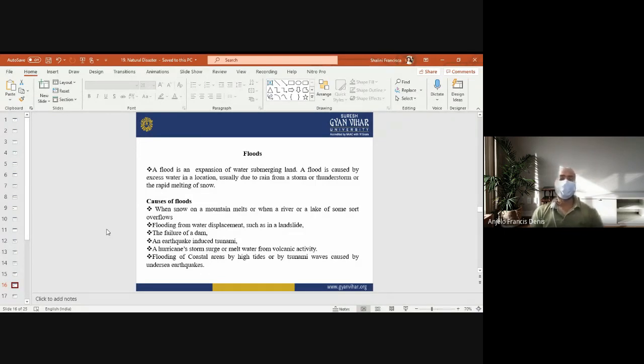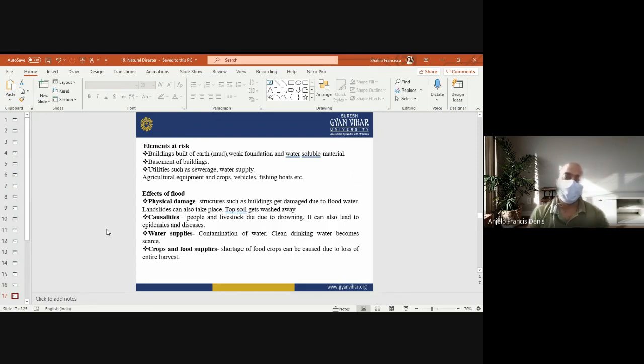A few more activities can also cause a flood-like situation. So, what are the causes of flood? When snow on a mountain melts, or when a river or a lake overflows. Flooding from water displaced, such as in a landslide, the failure of any dam, an earthquake-induced tsunami, a hurricane, storm surge, or melt water from volcanic activities, flooding of coastal areas by high tides or by tsunami waves caused by undersea earthquakes. These can be the major causes of floods, whereas a few more causes can also be there.